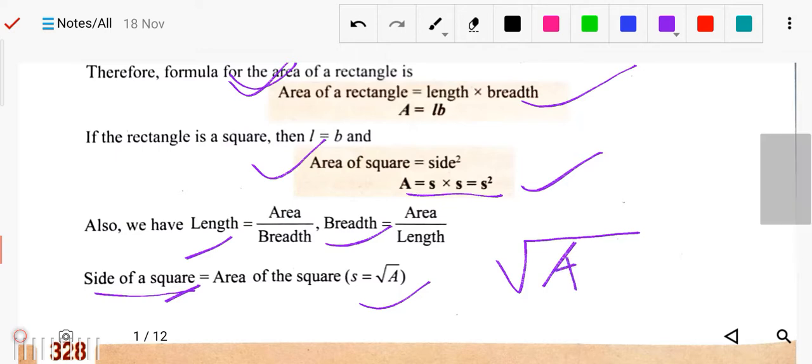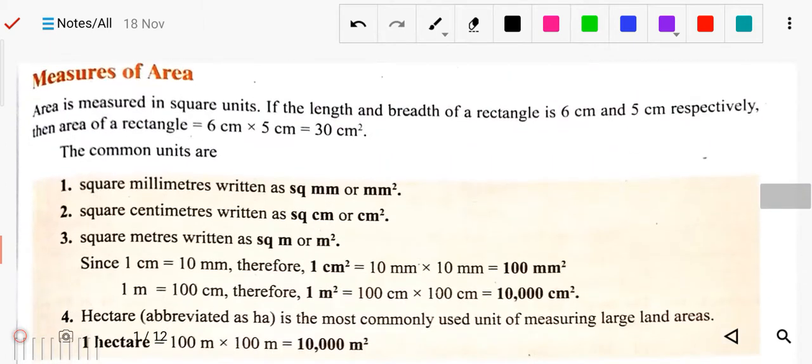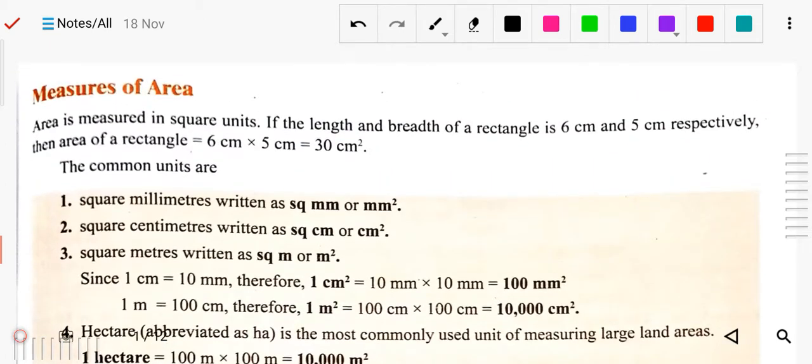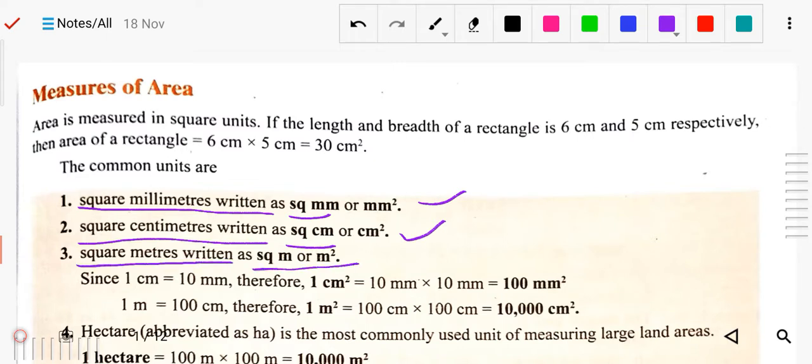Okay, now these are some measures of area. Square millimeter is written as square millimeter or millimeter square. Square centimeter is written as square centimeter or centimeter square. Already I told you how to write this. Square meter, you can write like this, square meter or meter square.